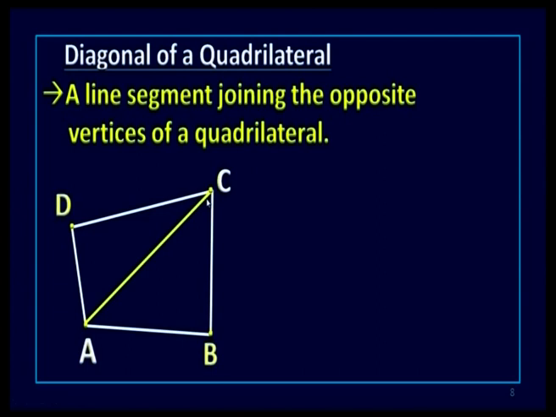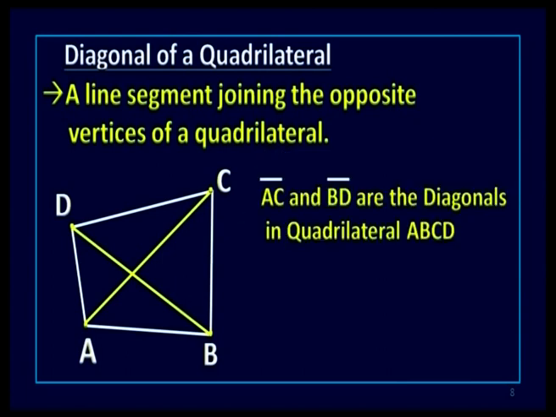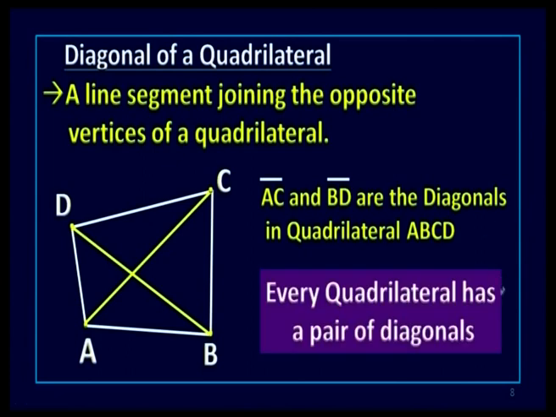Okay children, now for B, which is the opposite vertex? Yes, it is D. So what do we have to do, children? Yes, we have to join B with D. So I am getting another diagonal. Like this, how many diagonals can we construct in a quadrilateral? Yes, we can construct 2 diagonals. So here in quadrilateral ABCD, AC and BD are the diagonals. Every quadrilateral has a pair of diagonals. Children, try to understand here. A 4-sided figure, called a quadrilateral, will have 2 diagonals, or a pair of diagonals.